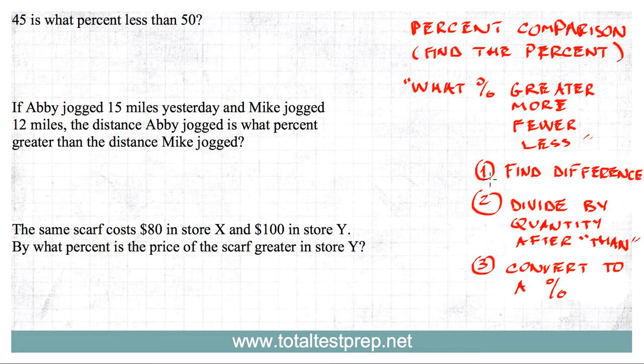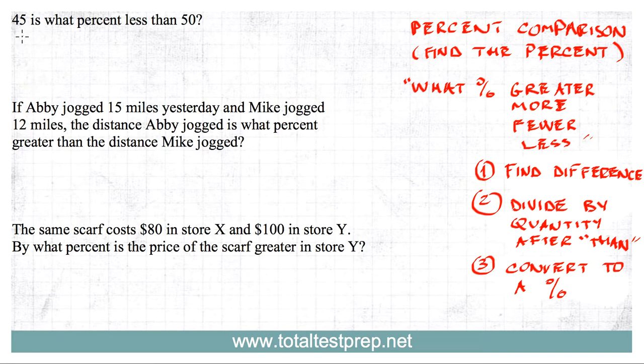So the steps to translating these types of questions, or translating these word problems into algebra and then solving the algebra, are fairly straightforward. You first find the difference between the two quantities compared. You then divide that difference by the quantity that comes after the word than, and you convert that fraction that you get into a percent. So to see how these steps work on an actual question, let's take a look at these.